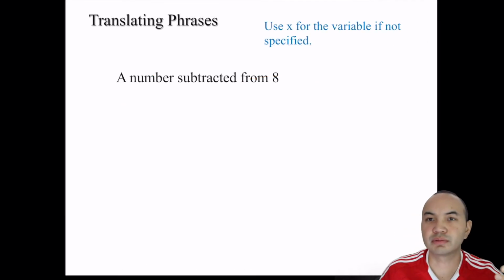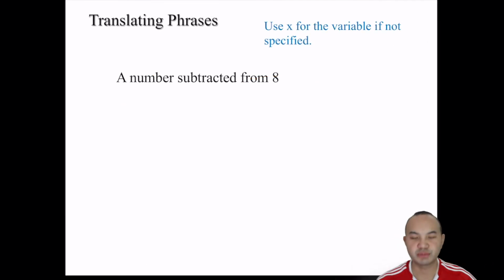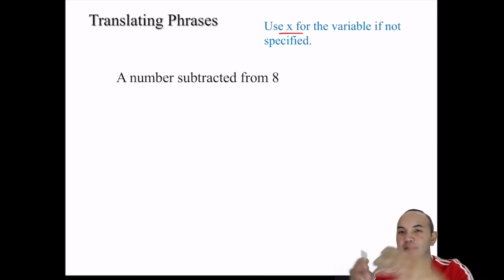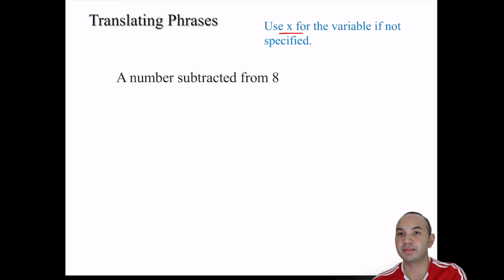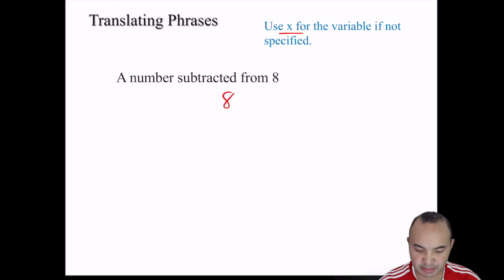Okay, so let's translate more phrases here. A number subtracted from 8. If it doesn't say what to use as a variable, usually we just use x as a variable, if not specified. A number subtracted from 8. So you have 8, and a number is subtracted from 8. So it would be 8 and then minus x.